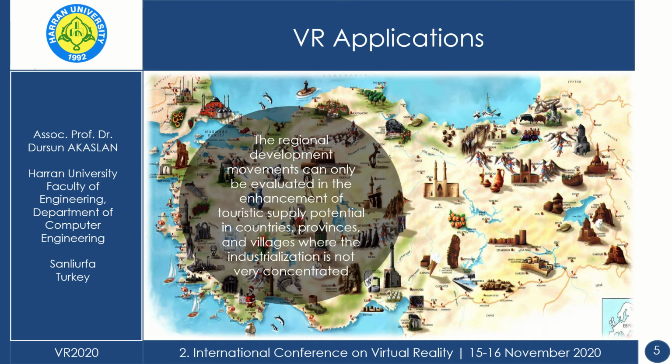For example, Turkey is a very wide country, but the regional development movements can only be evaluated in the enhancement of touristic supply potential in countries like Turkey, provinces, and villages where the industry is not very concentrated.